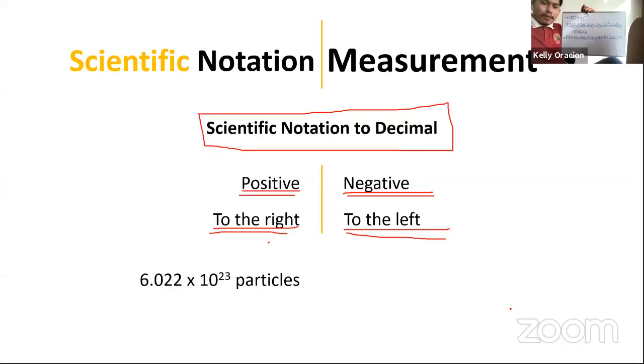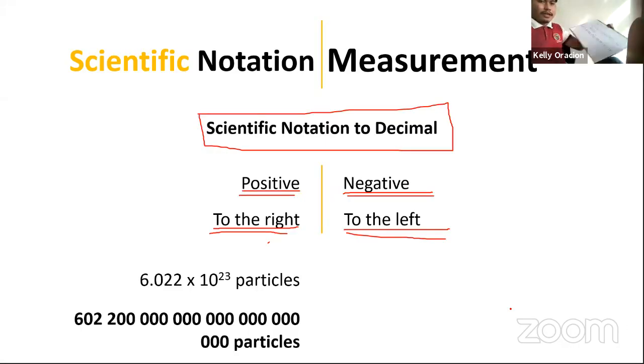For another example, we have here, negative ang exponent. So, negative ang exponent, that means your direction is to the left. Again, negative ang exponent, that means your direction is to the left. So, kindly chat your answer.